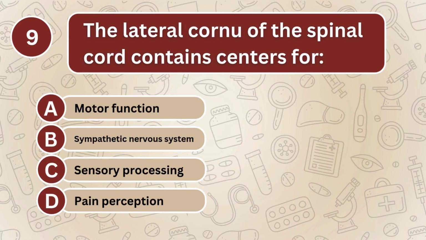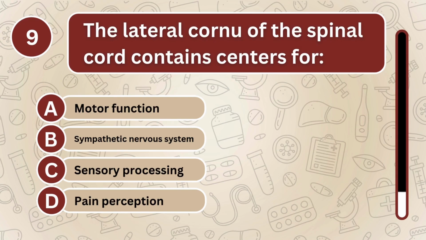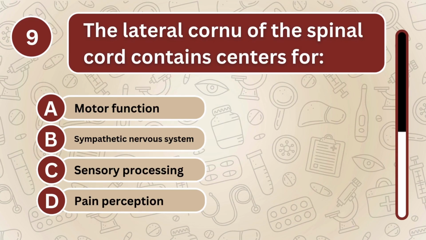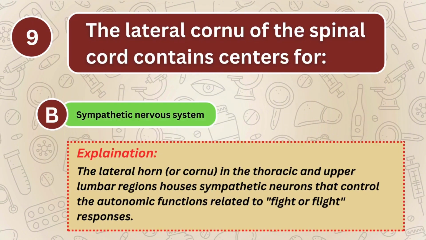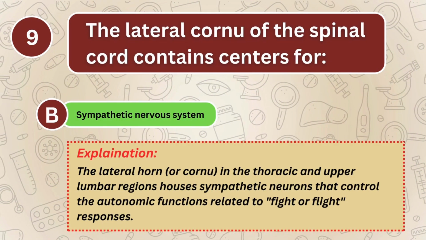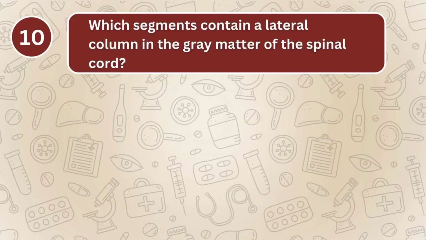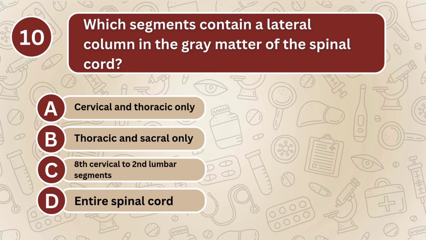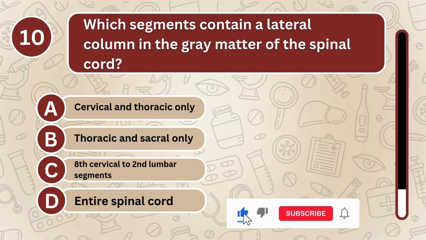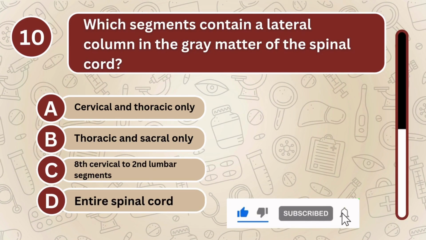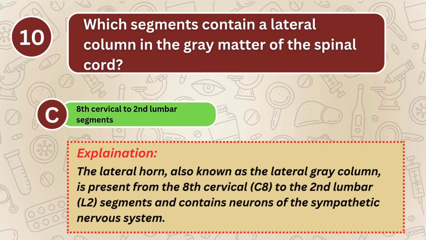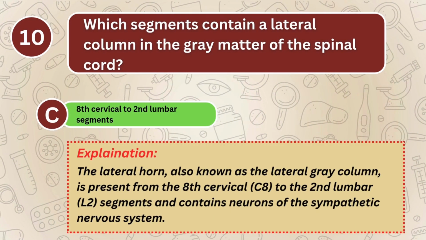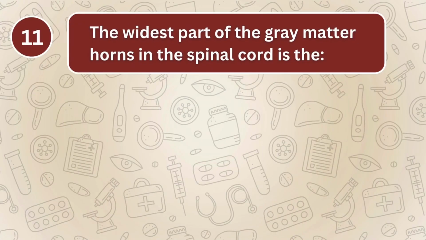The lateral cornu of the spinal cord contains centers for... it's B. Sympathetic nervous system. Which segments contain a lateral column in the gray matter of the spinal cord? Correct answer is C. 8 cervical and sacral lumbar segments.